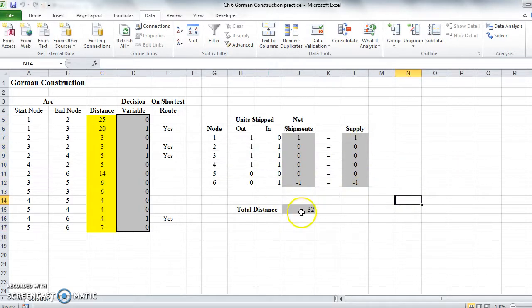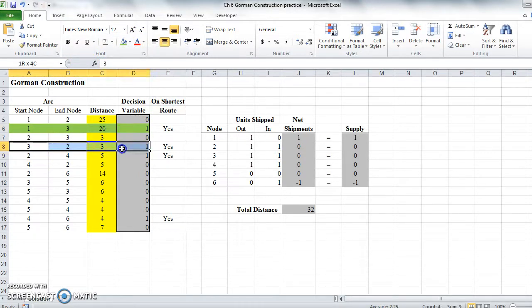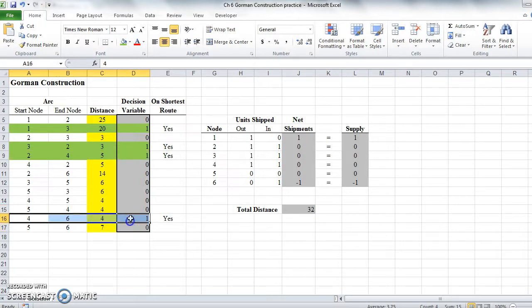In this case, our minimum total distance is 32 miles, and these are the routes we would use. We would go from 1 to 3 would be our route. I'm going to color these green. We would go backwards from 3 to 2. We would go from 2 to 4. And we would go from 4 to 6. So we actually touch nodes 1, 2, 3, 4, and 6. We don't touch node 5 in that particular example.